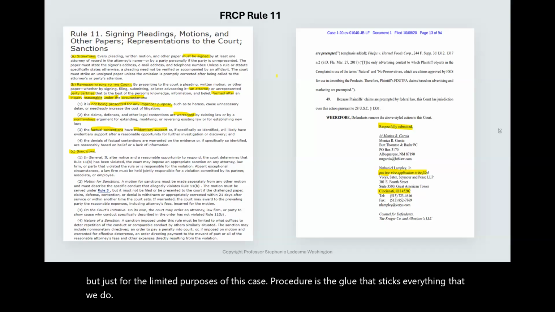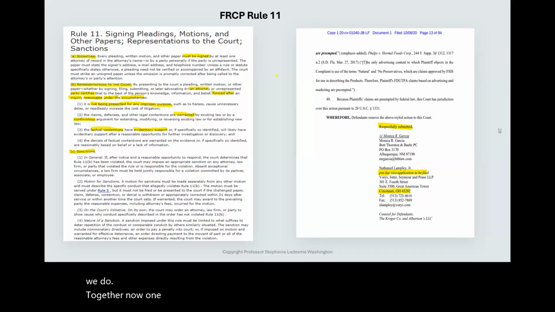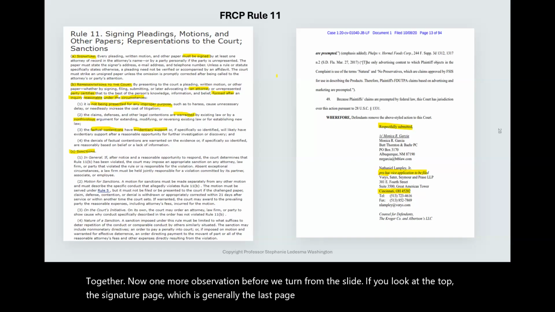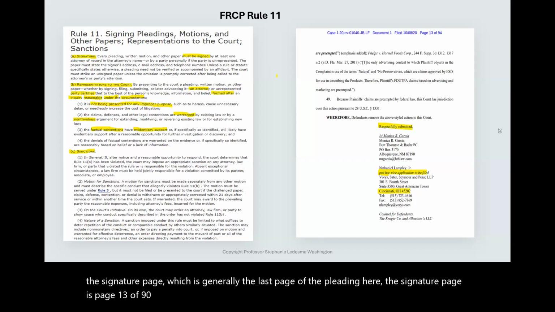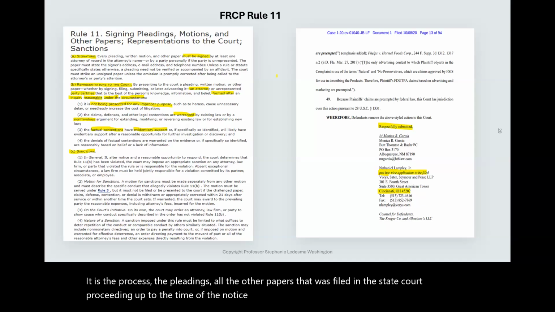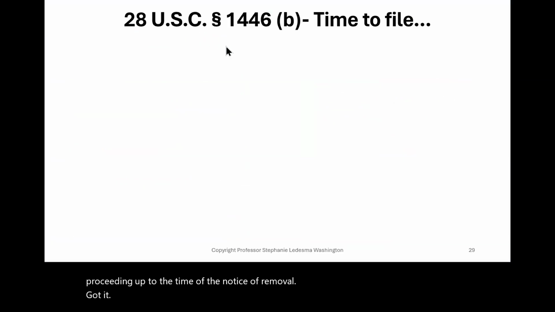Now, one more observation before we turn from the slide. If you look at the top, the signature page, which is generally the last page of the pleading, here the signature page is page 13 of 94. So what are the other 81 pages? It is the process, the pleadings, all the other papers that were filed in the state court proceeding up to the time of the notice of removal. Got it? Yeah? All right.